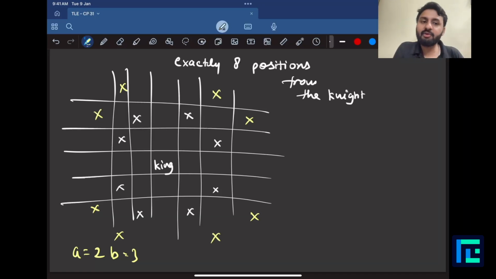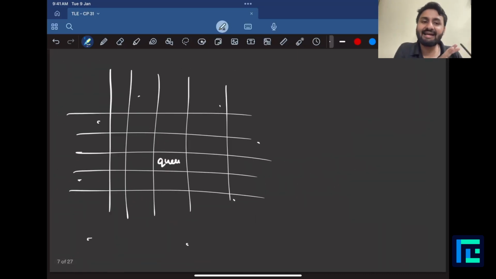Now, will the argument change if I'm talking about the queen? No, right? The argument will not change. I will still get exactly 8 positions. They might be at some different positions than how a normal knight would have functioned, but still I would get exactly 8 positions for the queen itself.